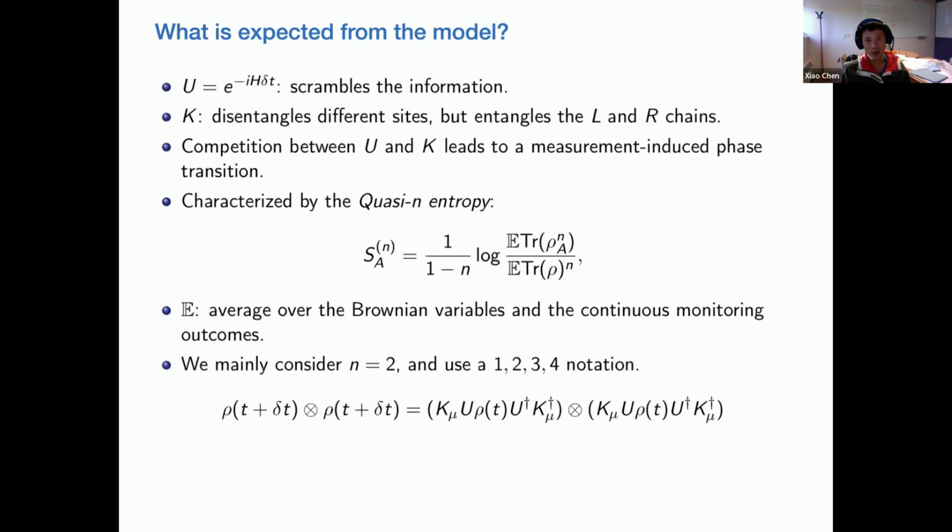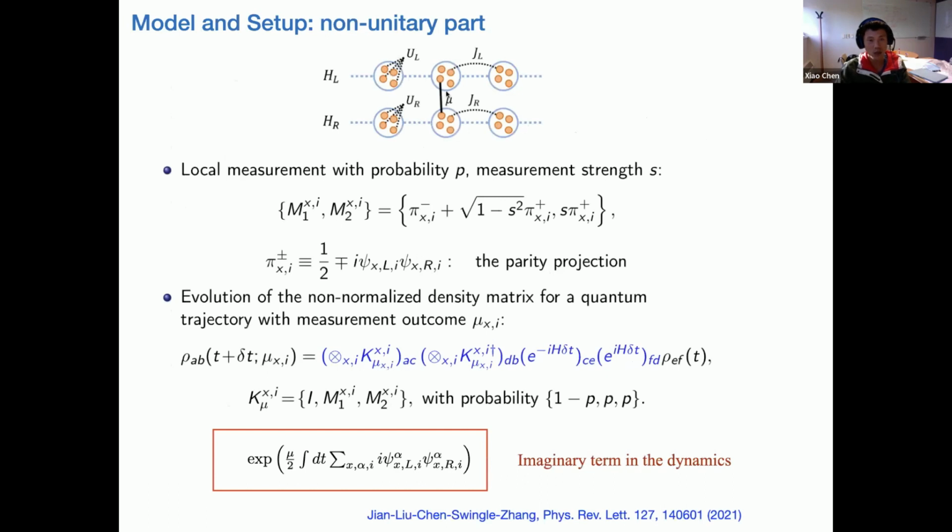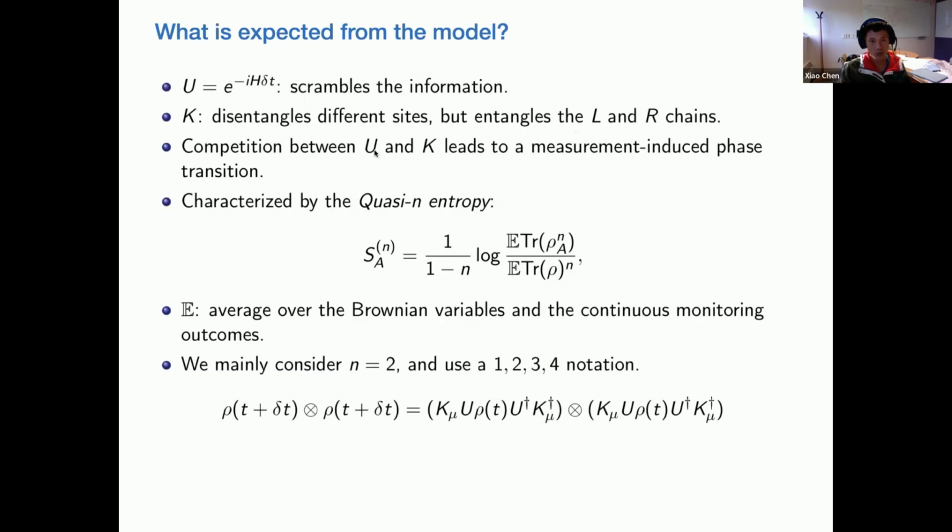So what is expected from this model, right? We could consider, first, that the unitary dynamics will scramble the information. The system will become highly entangled in the spatial direction, and the measurement here will disentangle different sides, but entangle the left and the right chains. So it eventually becomes, we could treat it as a product state in the spatial direction, right? And there's a competition between the U and the measurement, which can lead to a measurement-induced entanglement phase transition.